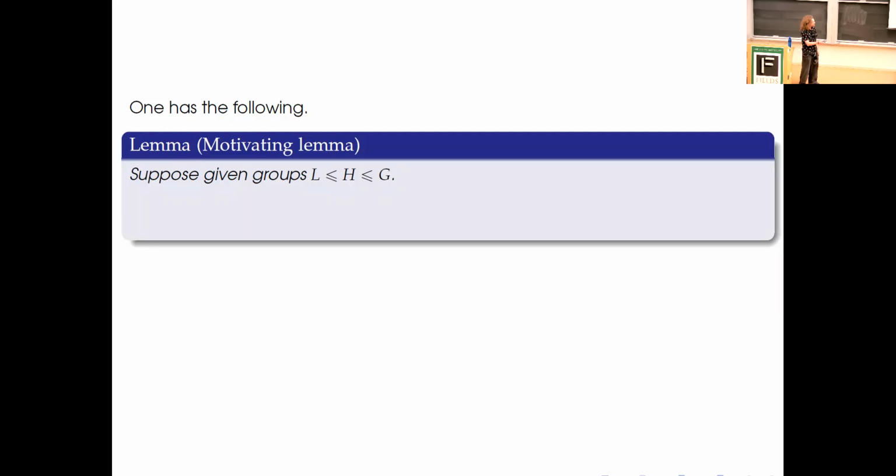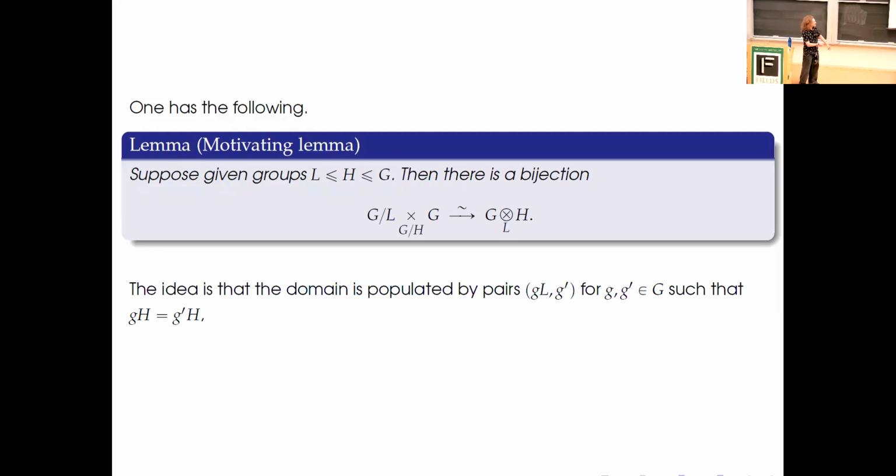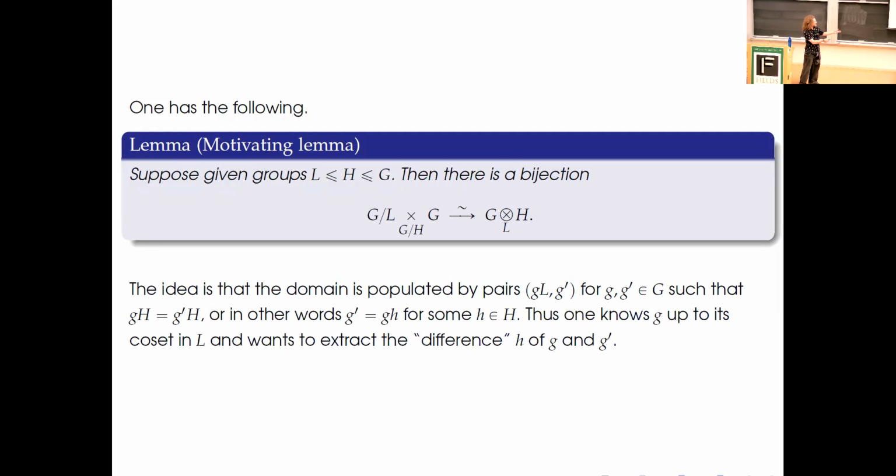It's really a basic algebraic fact. It says that the balanced product is related to a fiber product in this way. The idea is just that if I have a coset and a group element that are going to match when I project them down to this other quotient space, that means the difference between the two of those is going to be some element in this group H. So you quotient G up to its coset and extract the difference. And that gives this map.